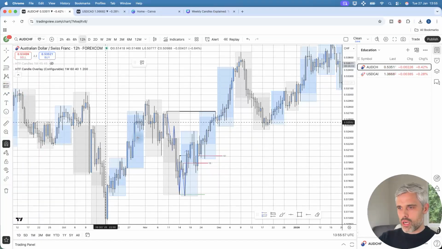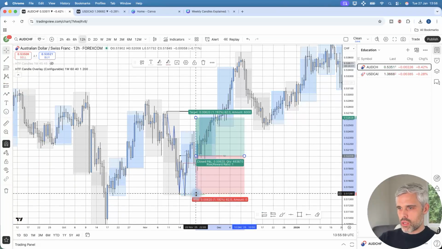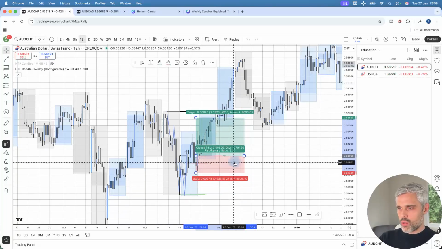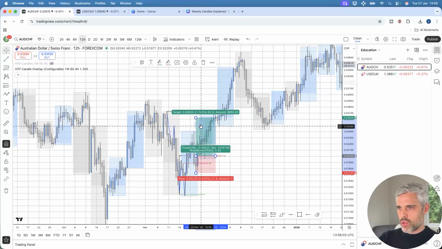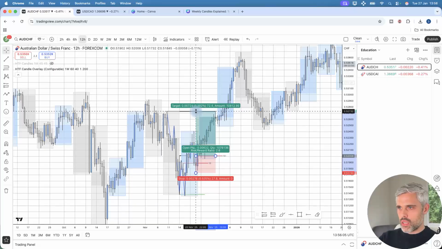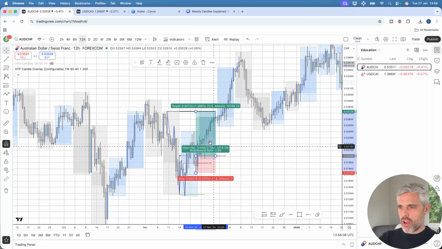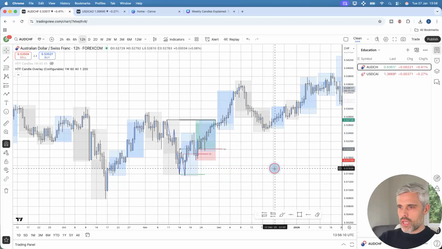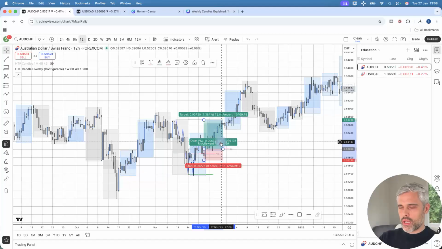If you were to take a trade from the order block, covering the swing point, the low, and target the opposing end of the weekly candle range, that plays out for a 2.59R trade. So that's one way that you can use weekly candles to get involved in high probability trades.